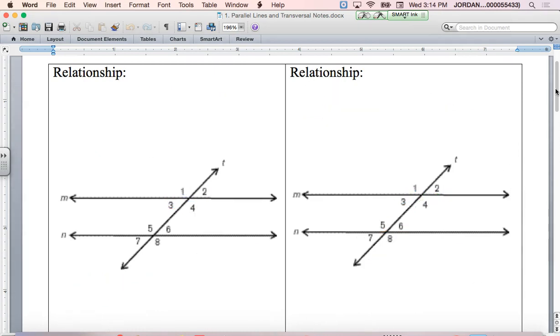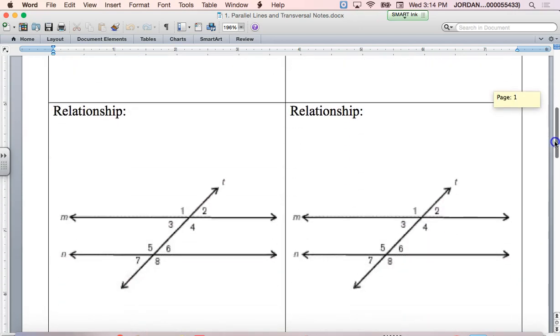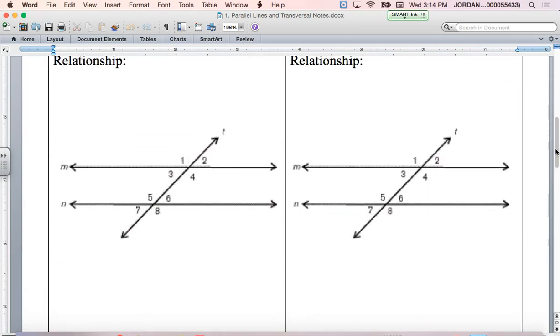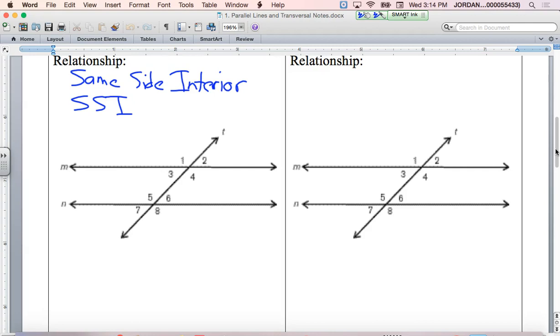Okay, go ahead and scroll down to your next boxes. All right, so the next one we'll talk about are same side interior angles. All right, same side interior angles are what they sound like. We'll use an abbreviation. Sometimes you'll see SSI. So same side interior angles are angles that are on the same side of the transversal and on the interior of the parallel lines. So if you imagine your parallel lines right here are railroad tracks, the space inside them is the interior of the railroad tracks. That's the interior right there.